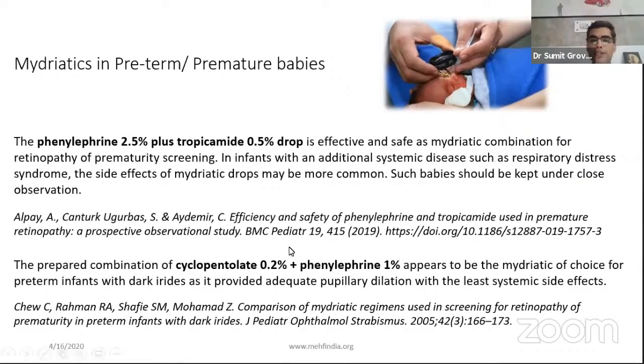The other prepared combination is cyclopentolate 0.2% and phenylephrine 1%. And they say that it appears to be the mydriatic of choice for preterm infants with dark iris. But it is not feasible because this combination is not commercially available. So focus yourself on this phenylephrine 2.5% with tropicamide 0.5% drop.